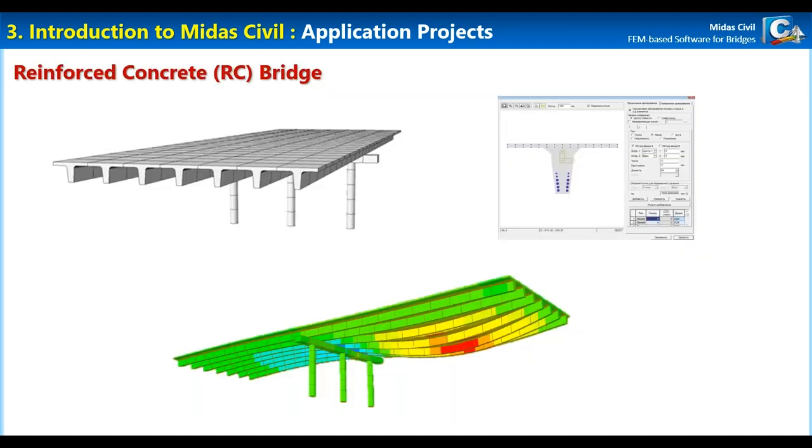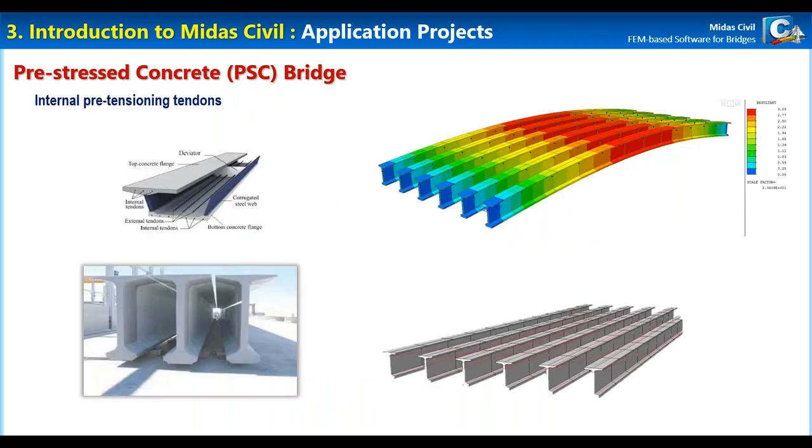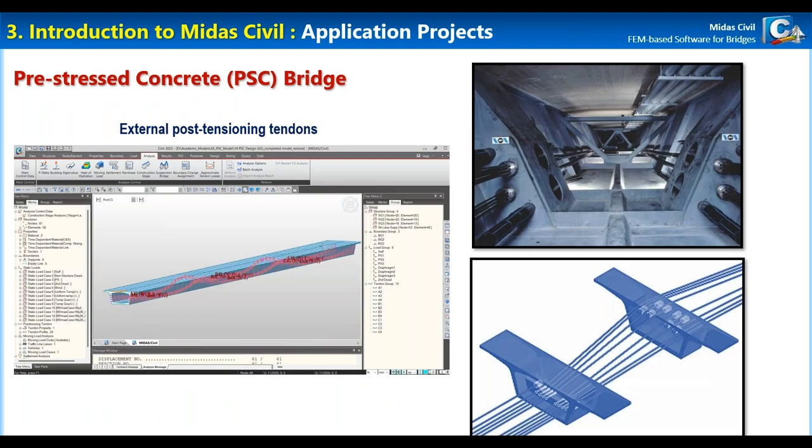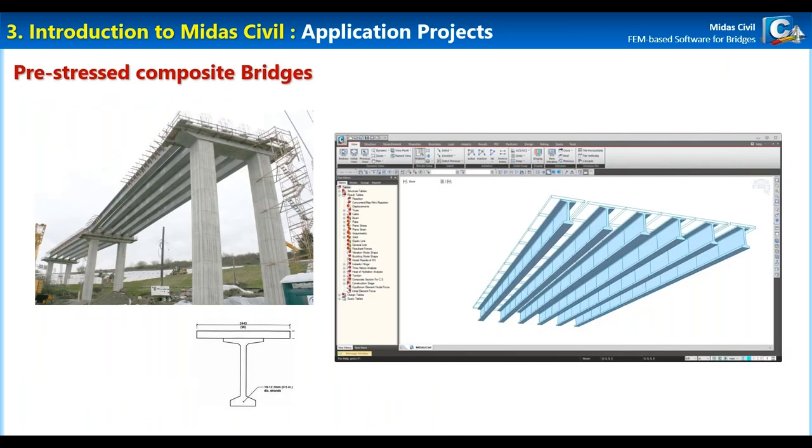So in Midas Civil also, we have different bridges depending on the material. We have the reinforced concrete bridge, and especially for pre-stressed concrete bridge, we have all kinds of pre-stressing methods in Midas Civil. We have the pre-tensioning tendon. We can model the post-tensioning tendon. We can also do the external post-tensioning tendon, as you can see on the screen. And the other type of bridge, the pre-stressed composite bridge, is also supported in Midas Civil.